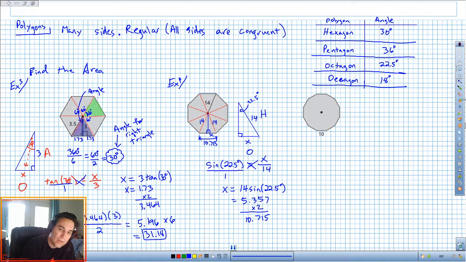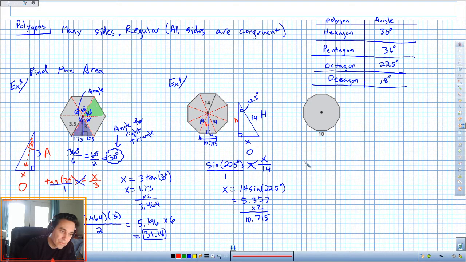Okay, so now we need to figure out the height. So I got the base. Let's figure out the height. If you want, you can use trig again, or you can do the Pythagorean Theorem. I'm going to do the Pythagorean Theorem, okay?